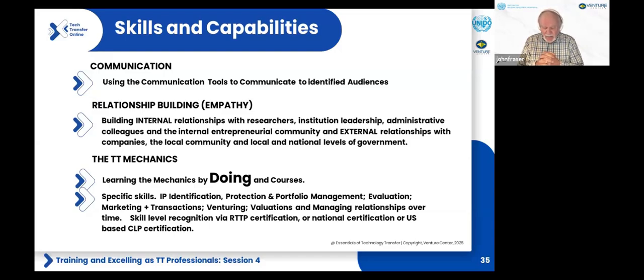And then finally, how do you get skillful? Well, you get skillful by doing and taking courses and classes, specifically the skills you see listed there. And the last item is recognition. There are now certification methods for the knowledge transfer, tech transfer community. One is international, the RTTP, Registered Tech Transfer Professional. It's administered by ATTP, which is an organization of organizations. The organizations are national tech transfer associations in 14 countries that have come together. And one of the product offerings is the RTTP certification. And you can apply for it.